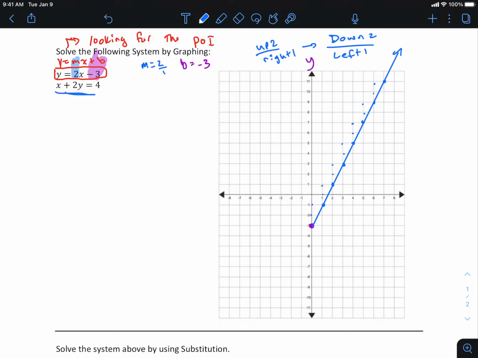Okay, so that's what you do. You just go down 2, left 1. Okay, and then you just connect them. All right, and you say, okay, this is the graph y equals 2x minus 3. Okay, that's a nice question because it's written in y equals mx plus b already. You don't have any additional work. You can quickly identify what the slope and the y-intercept are. Okay, we spent a little bit of time doing that this week.